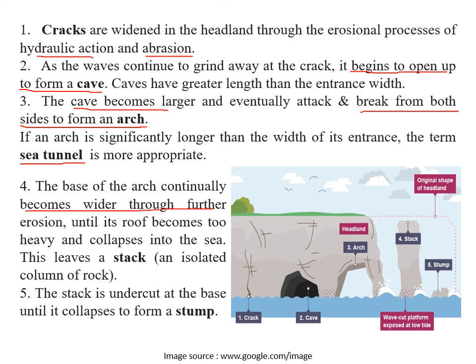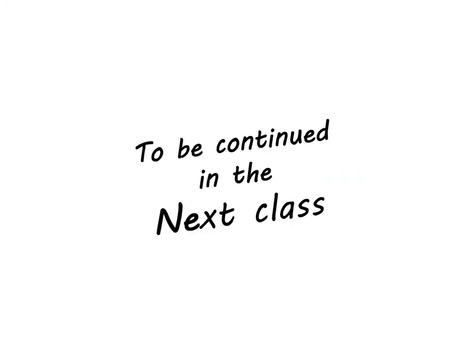Ultimately, the roof becomes unstable and it collapses into the sea. This leaves a stack, an isolated column of rock. The stack is undercut at the base by wave activity and gradually collapses and reduces its height, reduces its size, and ultimately forms stumps. So these are the main landforms found in the coastal areas, mainly made by coastal processes, mainly by wave activity. Thank you.